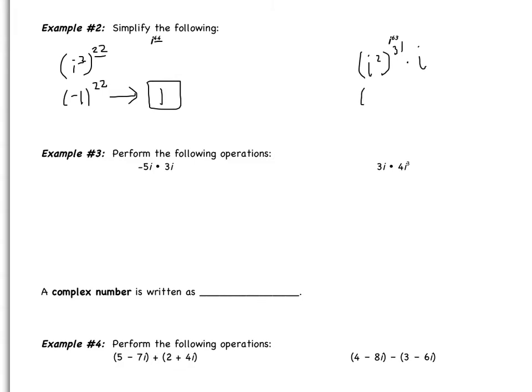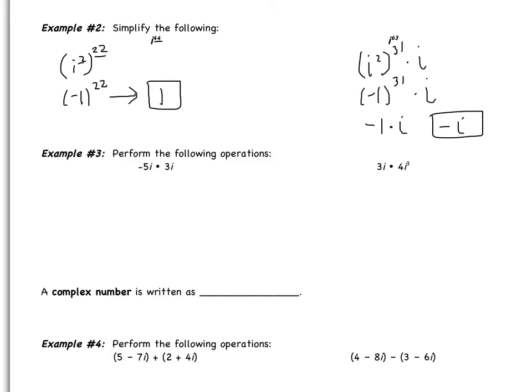Okay, so i squared is -1. So this is really (-1) to the 31st power multiplied by i. A negative to an odd power is going to still be a negative. So this is -1 multiplied by i, which is just -i. So hopefully that one went well for you. If not, we're going to get a little more practice with the next example.